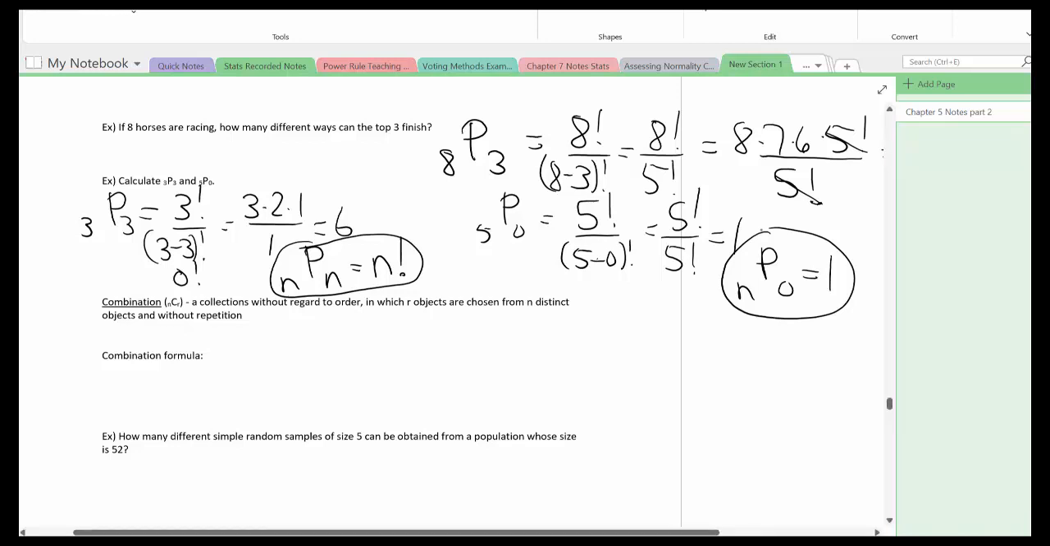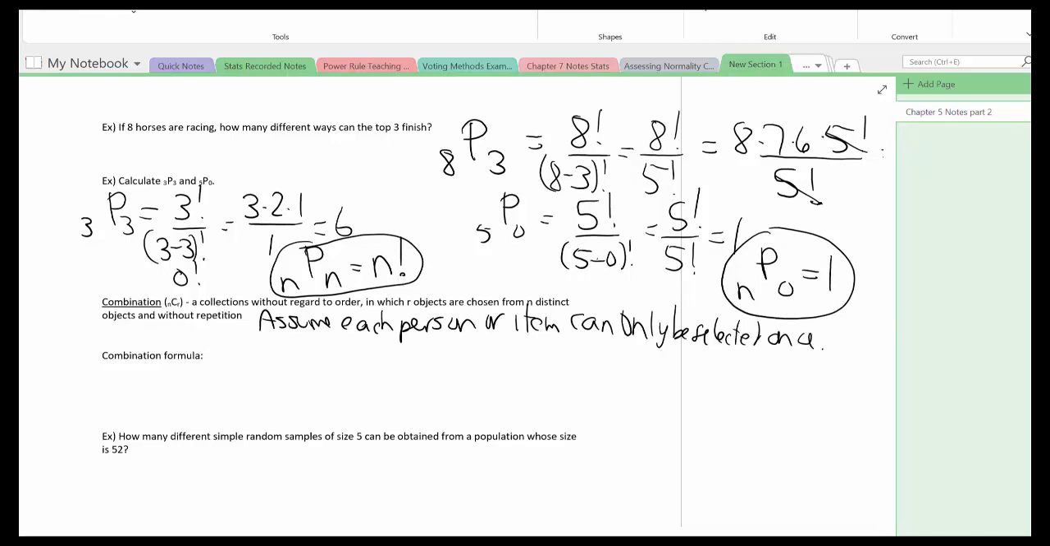Okay, now let's talk about combination. So a combination of n things taking r at a time is a collection without regard to order in which r objects are chosen from n distinct objects and without repetition. Again, assume each person or item can only be selected once. And again, the difference between a combination and a permutation is that in a combination, the order doesn't matter when it's selected, whereas a permutation is ordered.